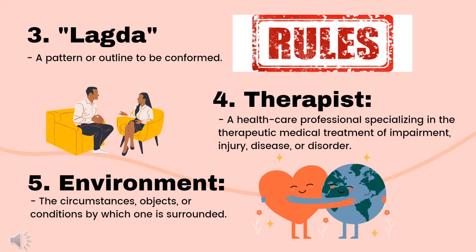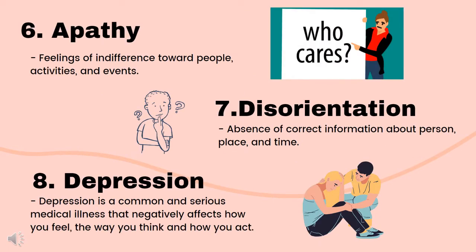And we have environment, the circumstances, objects, or the conditions by which one is surrounded. Number 6, apathy. Feelings of indifference toward people, activities, and events. Apathy is when you lack motivation to do anything or just don't care about what's going on around you. An example is a student who does not care one way or the other if he passes the class. Another example is the field trip was cancelled because students were not interested in going to places.